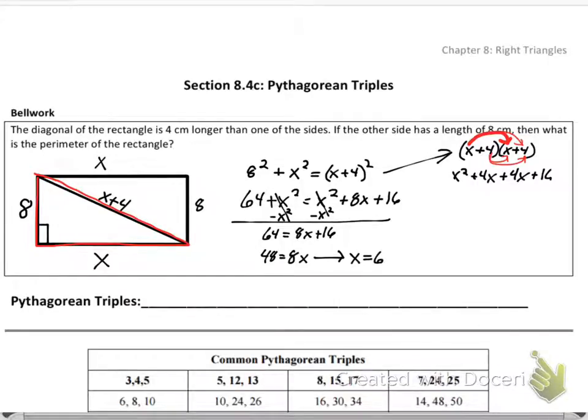Is that my finished answer? Did they ask me what x equals? No, they asked what my perimeter equals. Well, my perimeter is x plus 8 plus 8. So my perimeter is going to equal all my sides added up, so that's 8 plus 8 plus 6 plus 6, which is 16 plus 12, which is 28. My perimeter is 28.